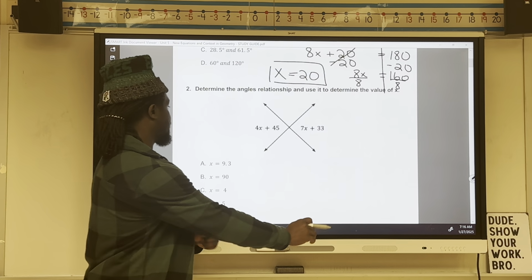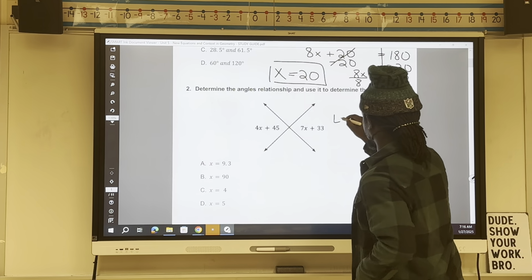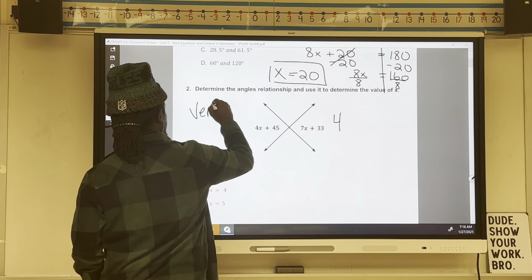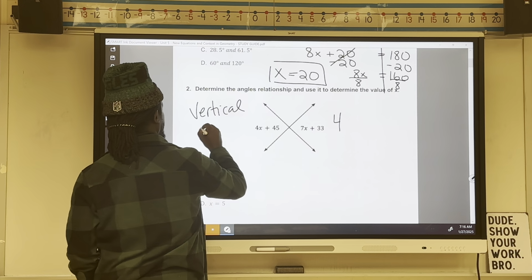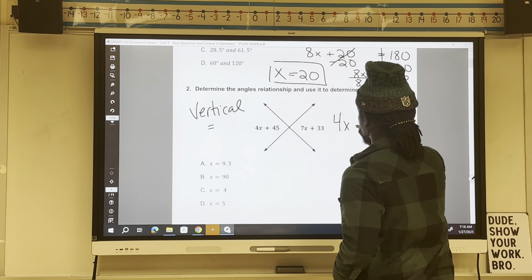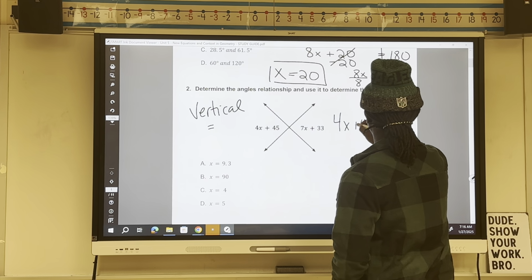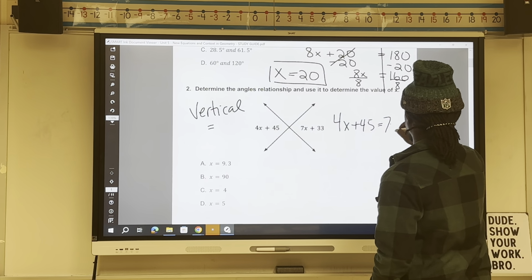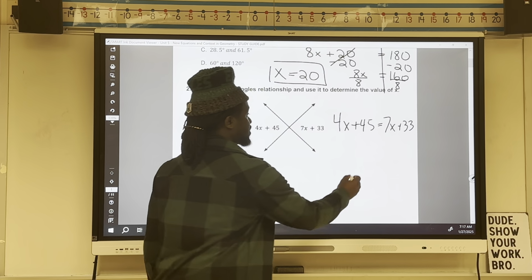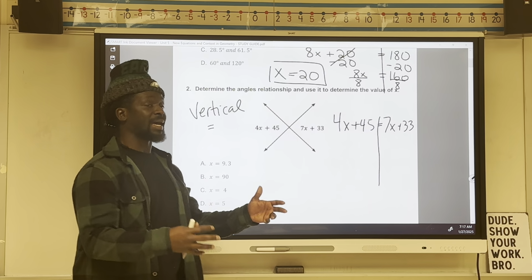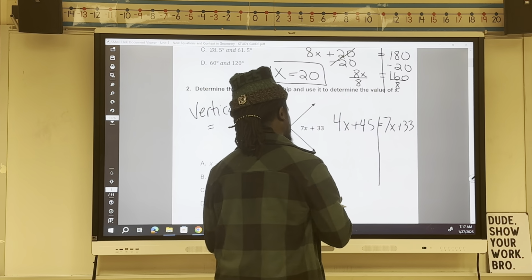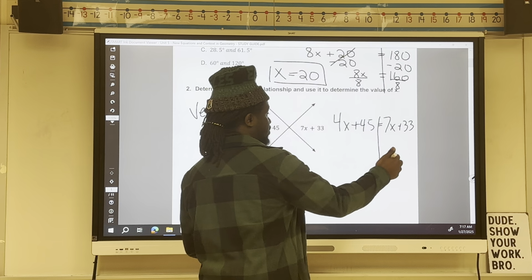Moving on, I have to be a little quicker so this doesn't get too long. I need to know the relationship between these angles, and they are vertical because they are across from each other, and that means they are equal. They're equal to each other, so we set them equal: 4x plus 45 equals 7x plus 33. Now I have this equation, and I have to solve for x by getting the x by itself, moving all the letters to one side and numbers to the other side.